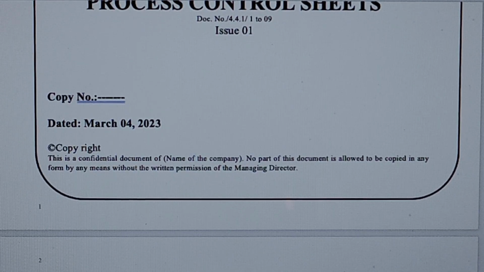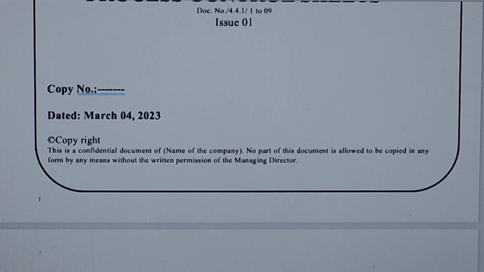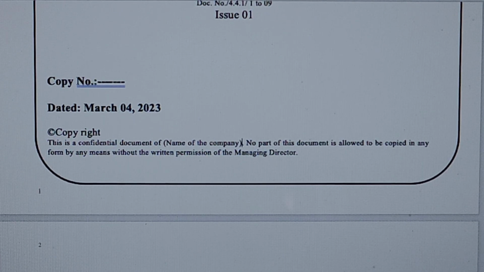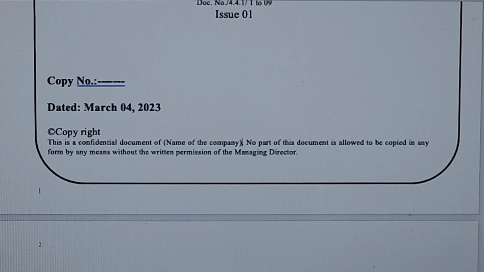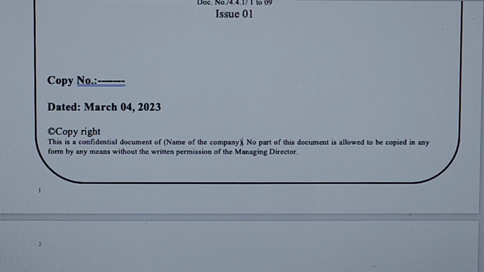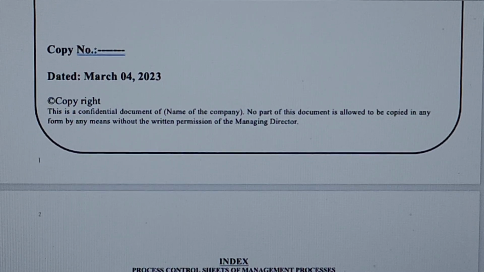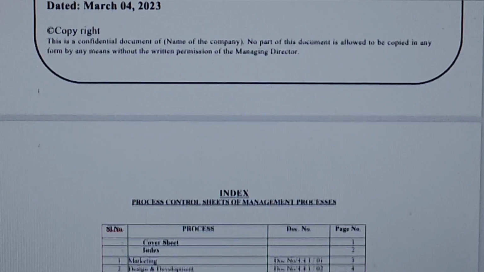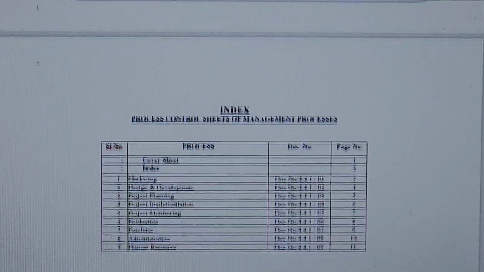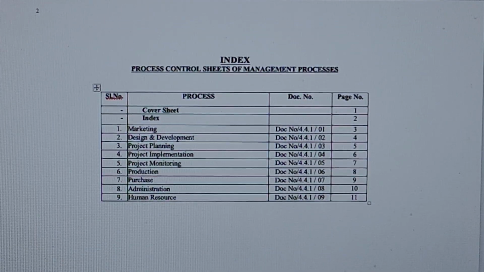Here you can mention the date on which you are preparing the sheets, and then the copyright. This is a confidential document of, you can put the name of the company. No part of this document is allowed to be copied in any form by any means without the permission of the managing director.